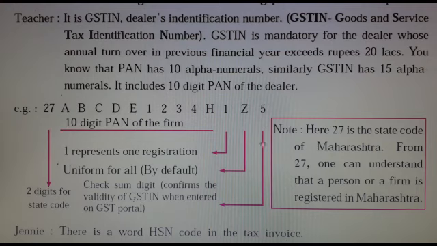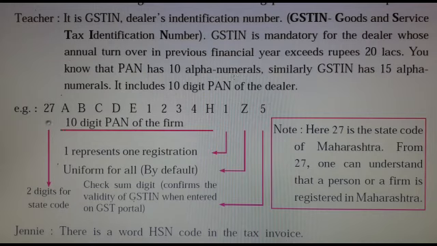Next, last digit, that is about the check code, confirms the validity of GSTIN when entered on the GST portal. In this way, there are 15 digits, and 15 digits are how? They are alphanumerals. Alpha means some alphabets are included, and numerals means some numbers are there. That means some numerals are included in that.